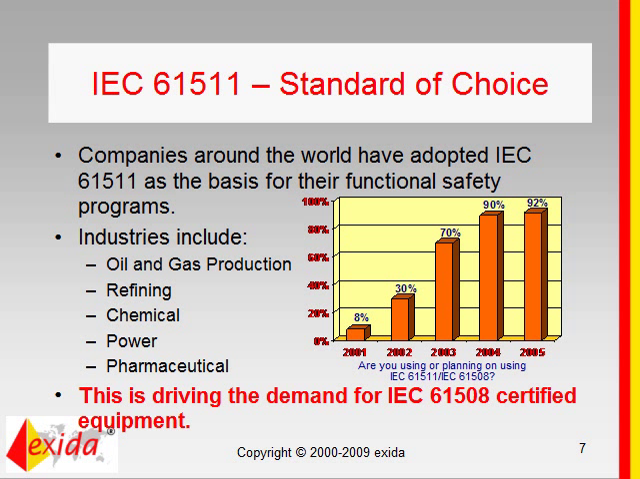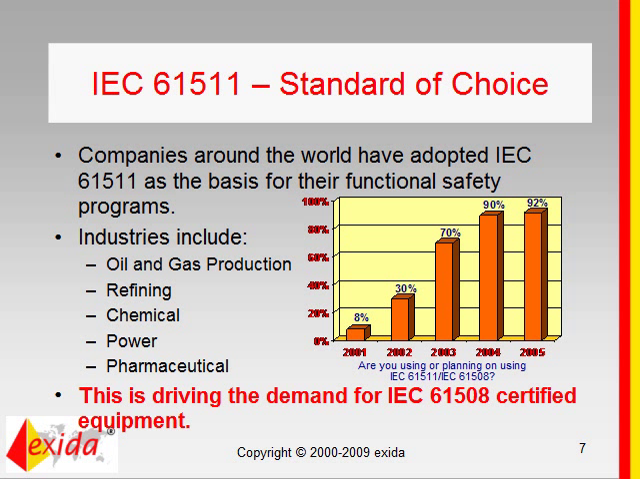Industries that are included: oil and gas production, refining, chemical, power, pharmaceutical, where end users are more and more using this 61511 standard, or the ISA 84 standard. We also see that the demand for 61508 certified equipment is increasing, as that is one of the aspects of 61511. You need to either use equipment that has a significant documented history of proven use, or you use equipment that has been assessed for 61508. So the two go hand in hand.